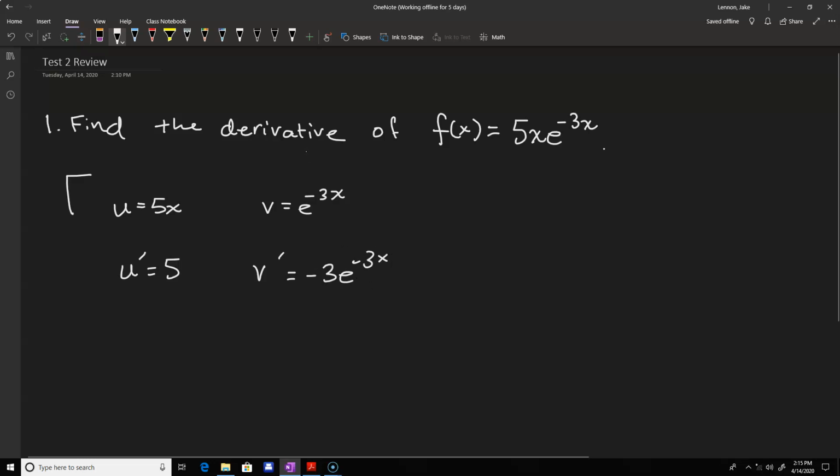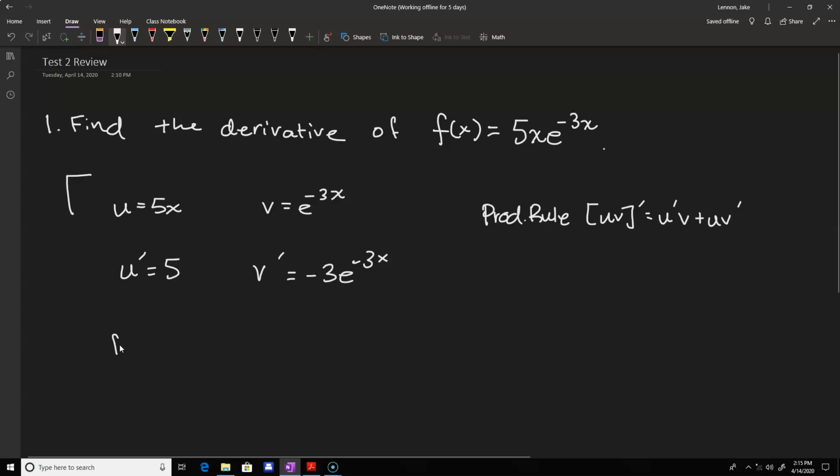For 5x, we're just using the derivative of a constant times x, which is the constant, and e to the negative 3x is the derivative of an exponential function in continuous form. So the constant multiplied with x in the exponent just comes down in front. And let's remember what the product rule says. If we're trying to find the derivative of uv, this is u prime v plus uv prime.